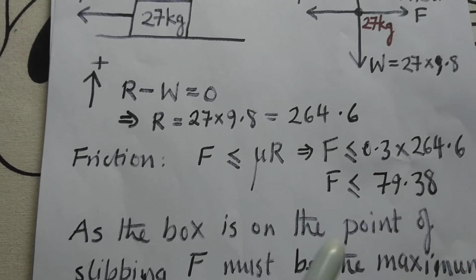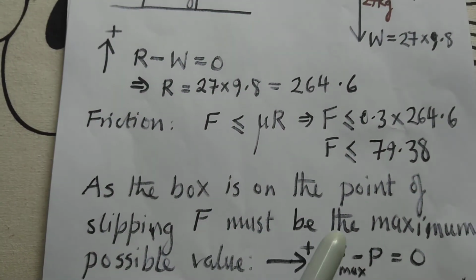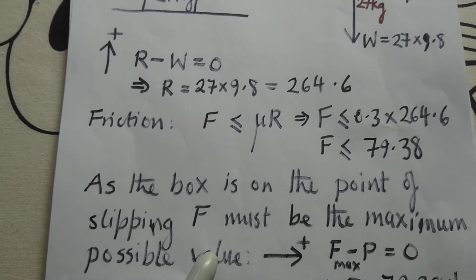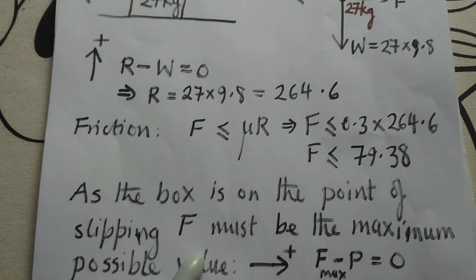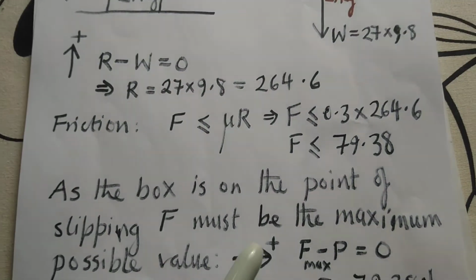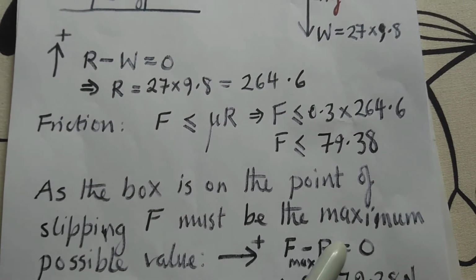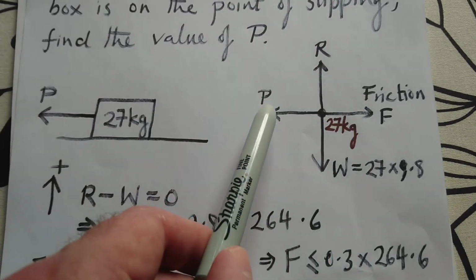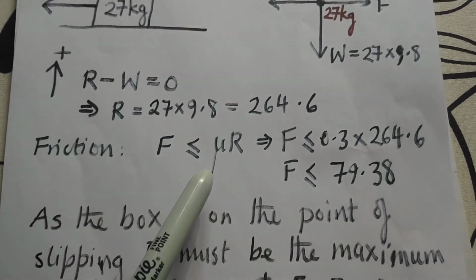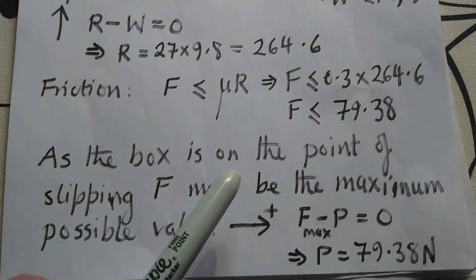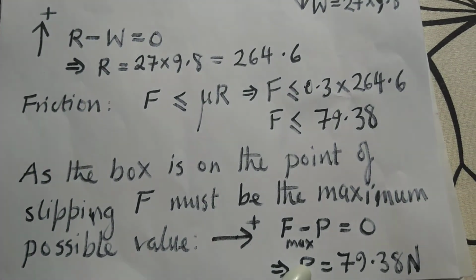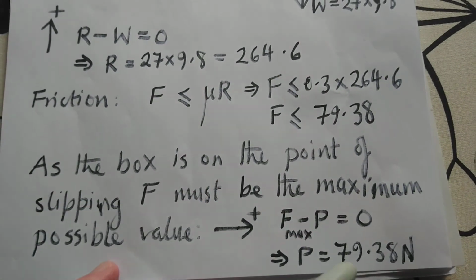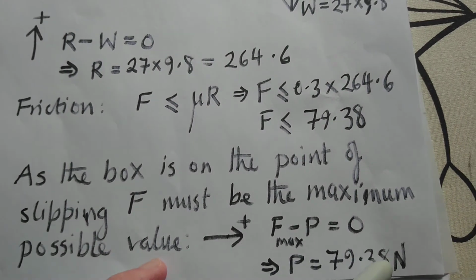So as the box is on the point of slipping, F must be the maximum possible value. So now we can resolve forces in the horizontal direction, and that tells us that F max minus P equals 0, because we've only got the friction and P in the horizontal direction. So that tells us that P must equal F max, which we've just worked out is 79.38 newtons.